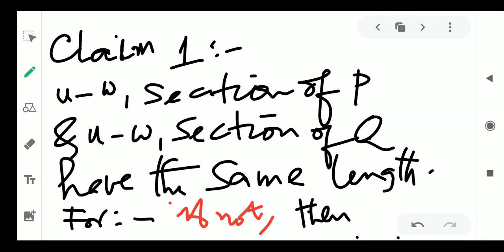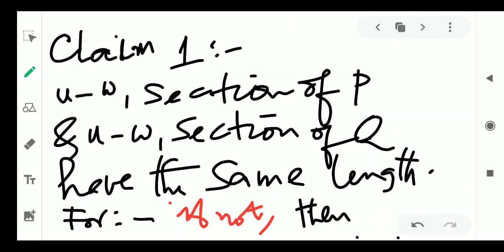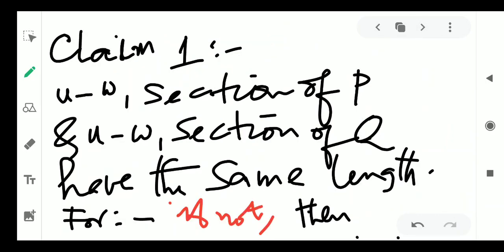First claim, I have told you that we'll be making two claims. Claim 1: the UW1 section of P. Let me move to the picture. This is U, starting from U, you reach W1 along P, over the green vertices. Similarly, the UW1 section, again moving from U to W1, but along Q, that means over the red vertices. Our claim is that both sections, moving from U to W1 over P and over Q, will have the same length.